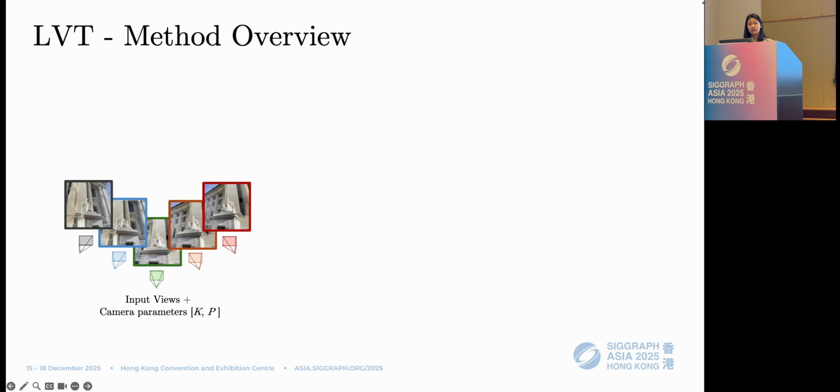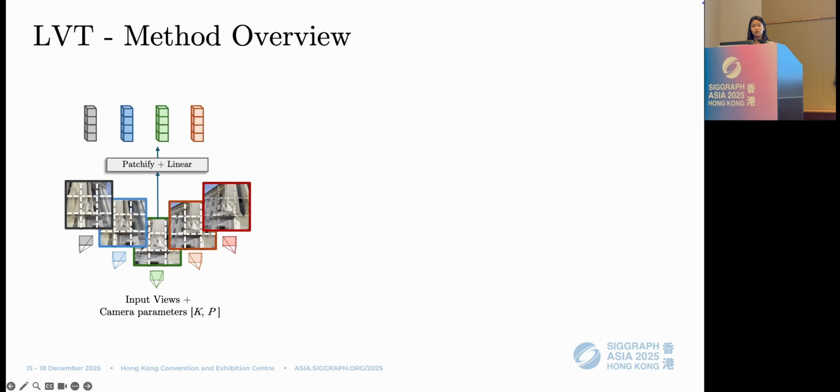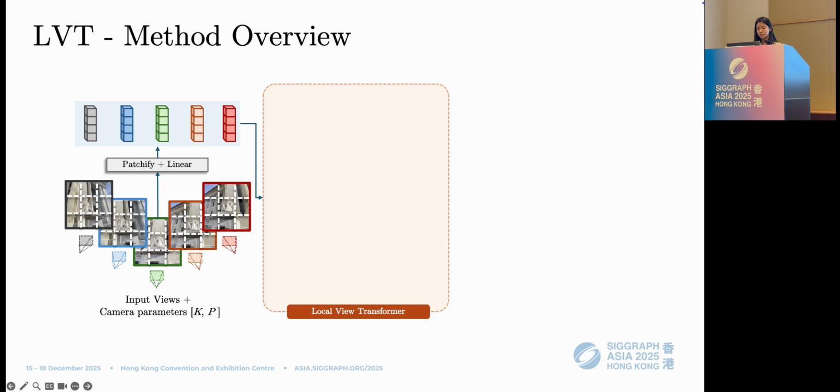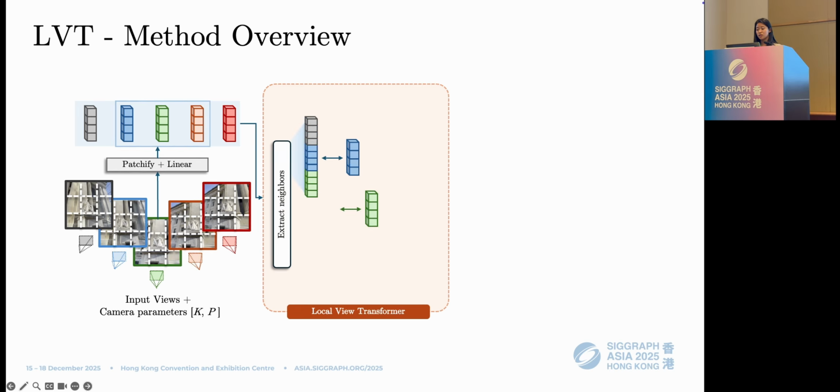For more details on our architecture design, first we take our input images and their camera parameters, and we use a convolutional layer to patchify the images with local ray directions. This produces the image tokens associated with each image. We then feed the input tokens into our proposed LVT block. Our local view transformer block first extracts the neighboring tokens for each view by proceeding in the windowed fashion that we described earlier.